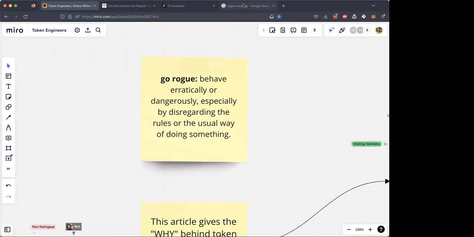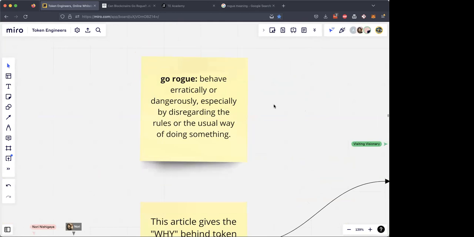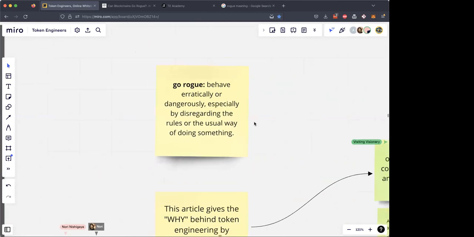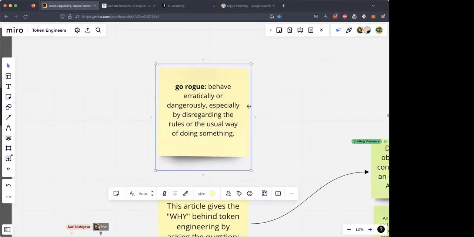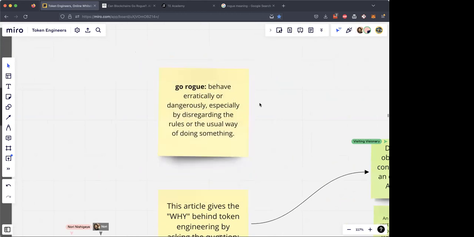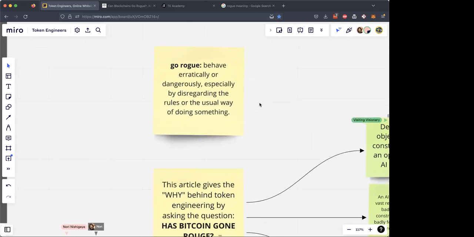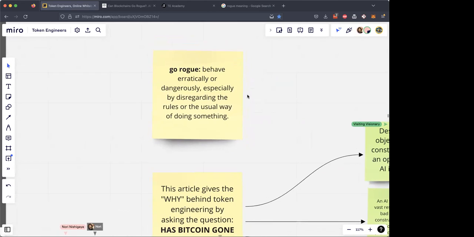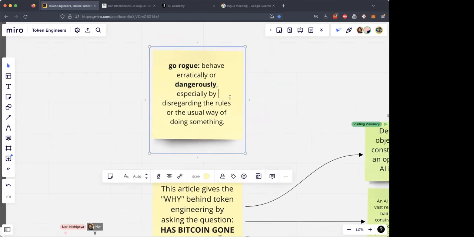So I think the definition that we should go with is this one: behave erratically or dangerously, especially by disregarding the rules or the usual way of doing something. And the important part, I think, is behave erratically or dangerously. Thinking about Bitcoin in that way, well, I wouldn't say unpredictable. Bitcoin is very predictable, but dangerously, I think that's the key part we should be focusing on.